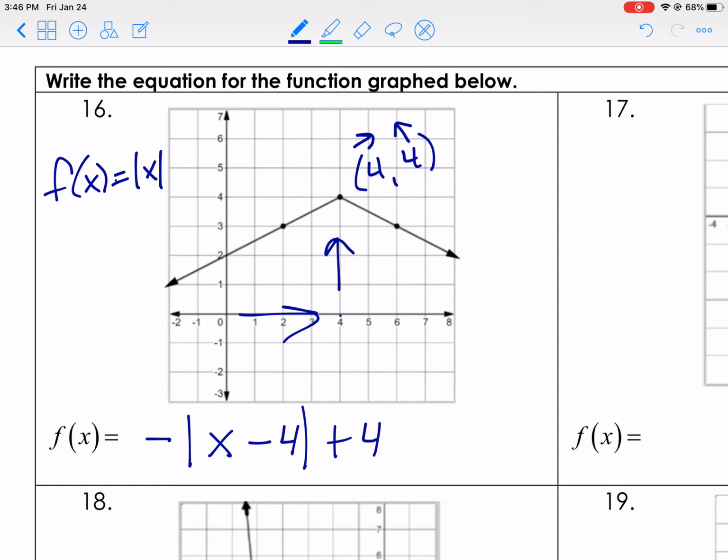Notice that its slope is not down 1, right 1. It's down 1, right 2. So the slope is going to be 1/2 out in front there.